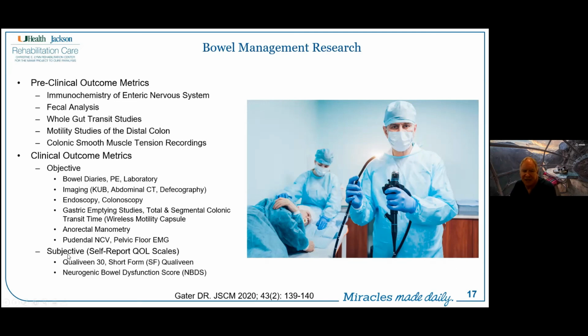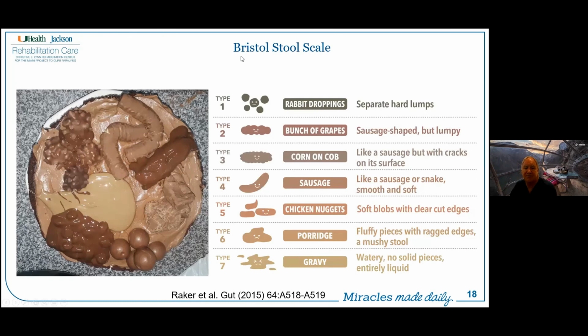And then subjectively, this is a little different than what you see in the animal models, where you can't really ask the animals, how do you feel about this? Subjectively, in clinical trials, the Qualavine 30 and short form Qualavine are used, as well as a neurogenic bowel dysfunction score. And these are metrics that are recommended to be employed as we're looking at bowel management research.